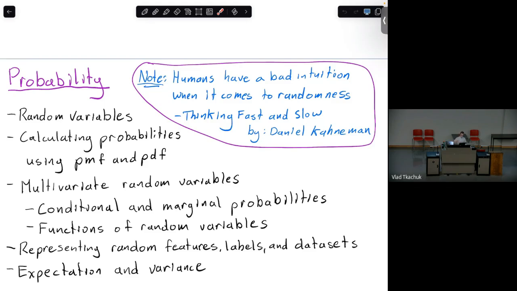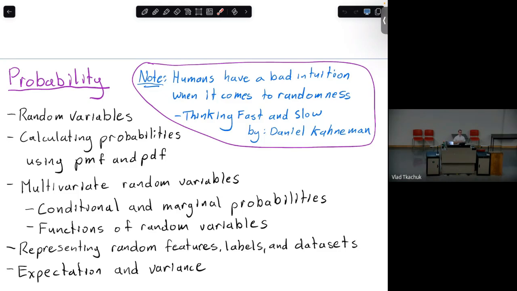Here's my little inspiration for probability, or a note. There's this book called Thinking, Fast and Slow. Some of you might have heard of it. A common theme in it is the idea that humans have really bad intuitions when it comes to randomness. Their first instincts, like whether they should bet on this or do this thing, are, if you try to compute the probabilities mathematically, quite a lot of the time quite incorrect.